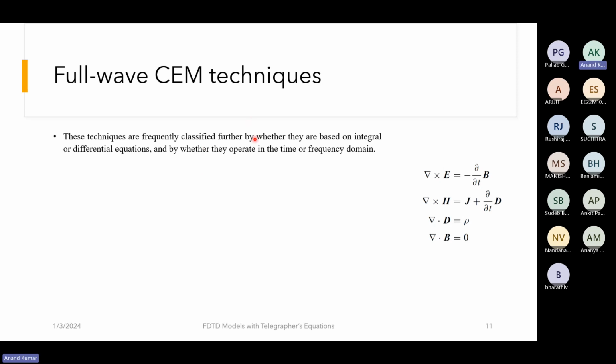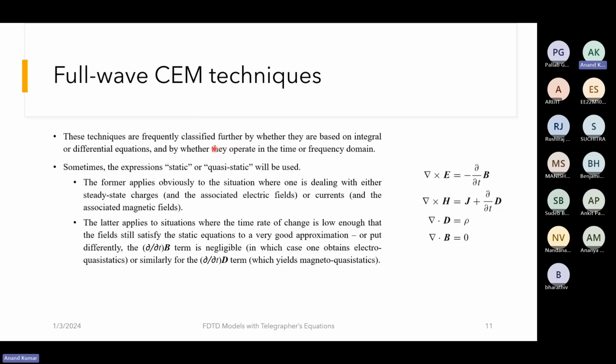Now, full wave CM technique. In the previous class, somebody had a question of what is full wave, what is quasi-static, and what is static. So we'll answer them now. Full wave techniques are where the Maxwell's equations are used in their full-fledged way. So we have electromagnetic waves traveling in space or through different media, interacting with different structures.